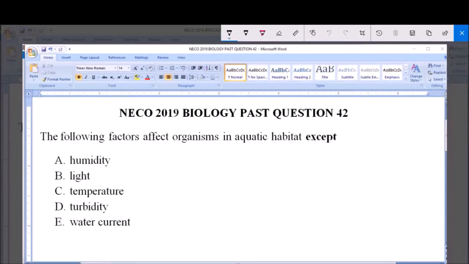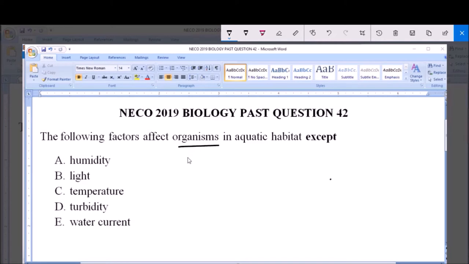I will be answering NECO 2019 biology past question 42. The following factors affect organisms in aquatic habitats except A. Humidity, B. Light, C. Temperature, D. Turbidity, and E. Water current. So, we have to pick an option which does not affect organisms in aquatic habitats.